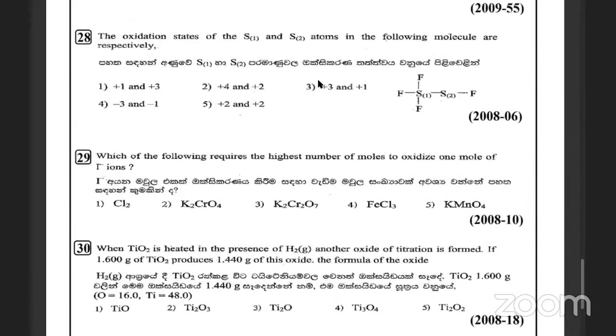Okay, another question about oxidation states. Let's finish it off quickly. The oxidation states of sulfur 1 and sulfur 2 atoms in the following molecules are. Small formalities, but I'll draw it bigger and try to finish it quickly. We know fluorine is the most electronegative element of all, so whoever is attached to fluorine should have a positive oxidation state.